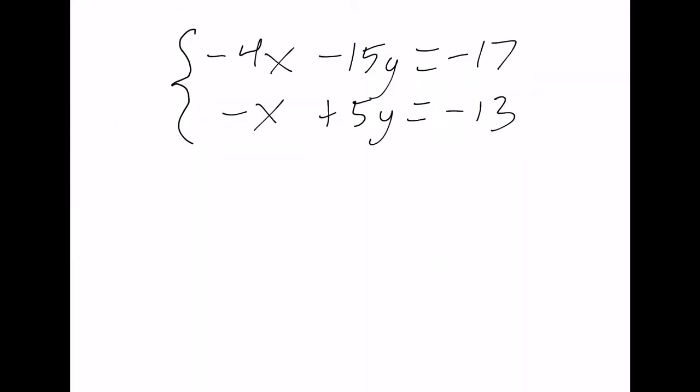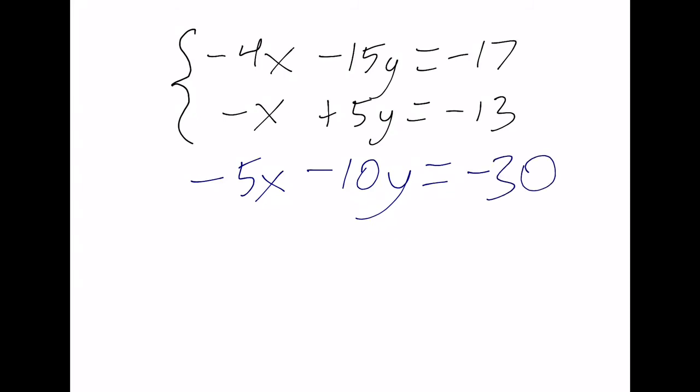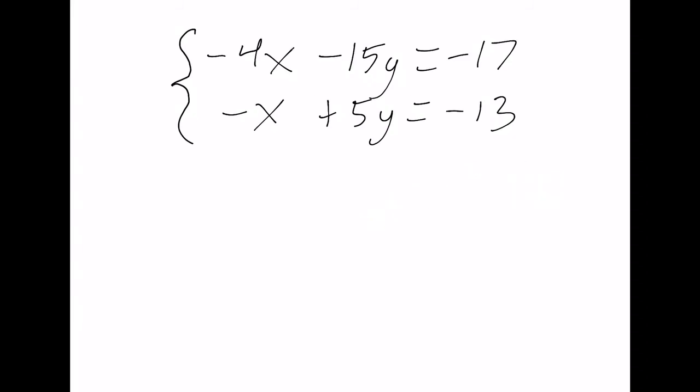Let's look at the next problem on the back. As written, if I was to add straight up and down all of these columns, I would get -4 plus a -1 is -5x, -15 plus 5 is -10y, -17 plus a -13 is a -30. The problem is, I still have an x and a y. This is unsolvable. What I want to do is change one of my original two equations so that when I add straight down, one of my variables is gone.